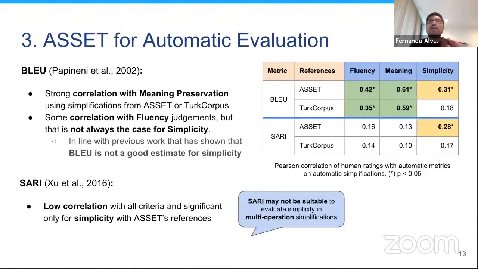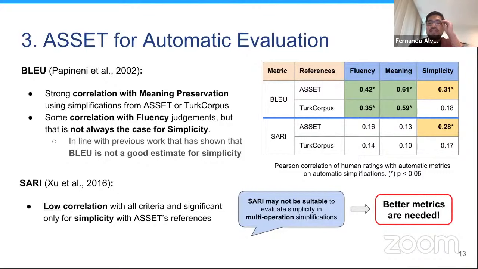So based on the previous results, if we know that multiple operation simplifications are better than single operation ones, but SARI doesn't really evaluate that, what happens is that we need better metrics. If the ideal is to have simplifications that perform multiple operations, we need a metric that's more reliable to measure that particular characteristic of the outputs. And we don't have that currently, unfortunately.